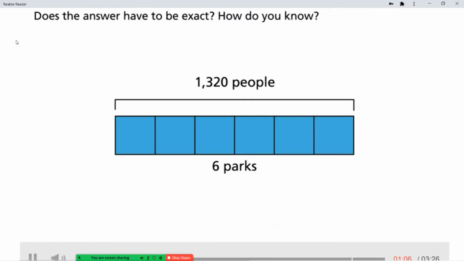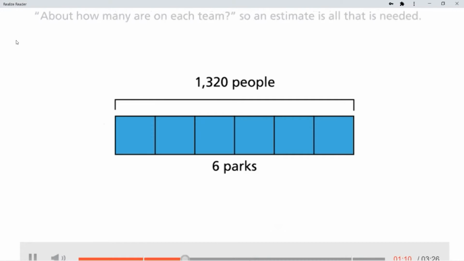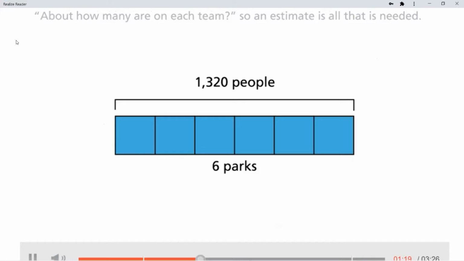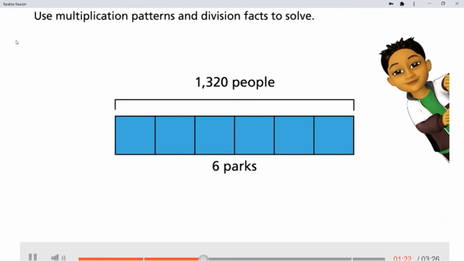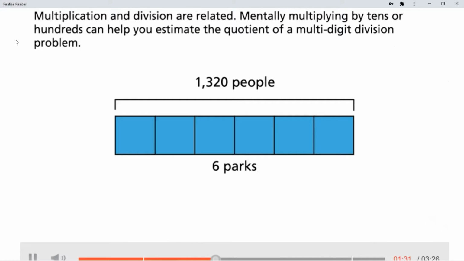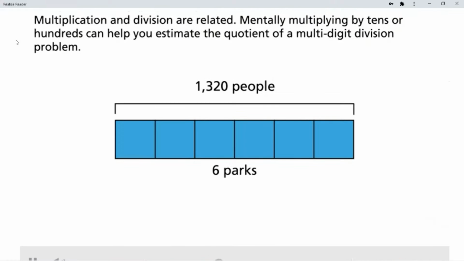Does the answer have to be exact? How do you know? The problem asks about how many are on each team, so an estimate is all that is needed. Use multiplication patterns and division facts to solve. Multiplication and division are related. Mentally multiplying by tens or hundreds can help you estimate the quotient of a multi-digit division problem.